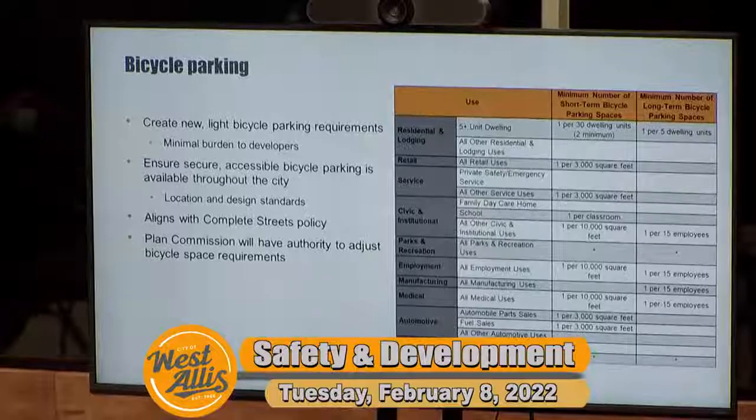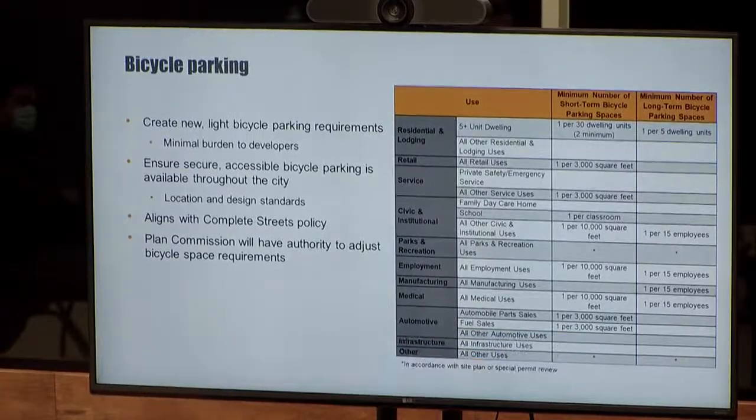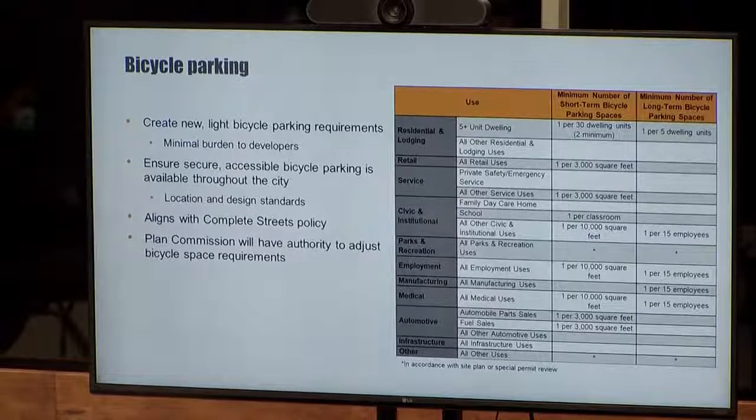So we've got one more really quick thing. I know we've taken up a lot of your time, so we'll get through it quick. We are also going to be adding a very minimal, light-burden bicycle parking requirement. Right now, in practice, we require a lot of developments to add a bike rack, and we're just codifying that practice so it's very clear. So when they come to us, they know what to expect. These will be just really to ensure that there's accessible bike parking throughout the city with good location and design standards. It's kind of advancing our complete streets policy, and they're very minimal.